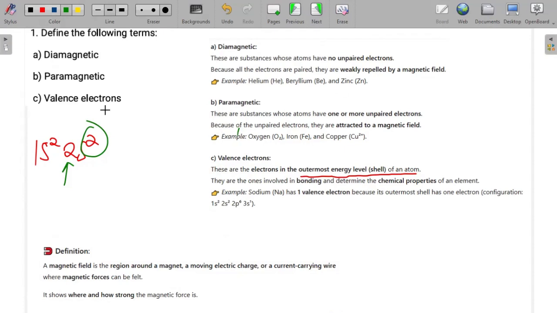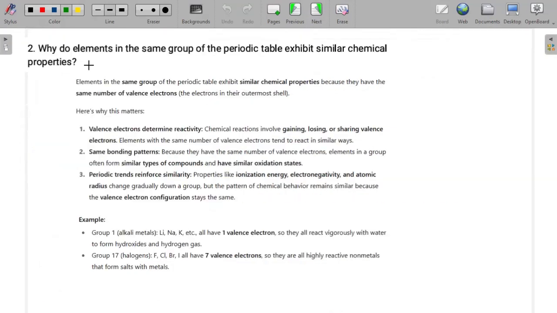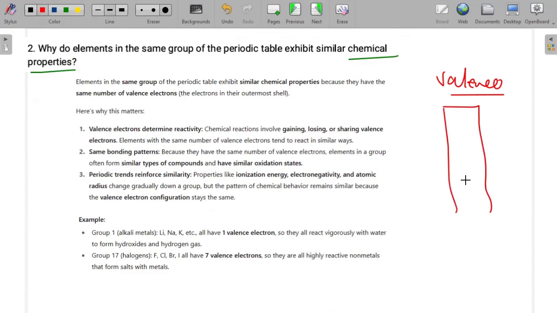Okay, so those are the definitions in question 1. We go to question 2. They're asking, why do elements in the same group of the periodic table exhibit similar chemical properties? Remember, I'm saying that these chemical properties are a result of the valence electrons. If elements are in the same group, they always have the same number of valence electrons.